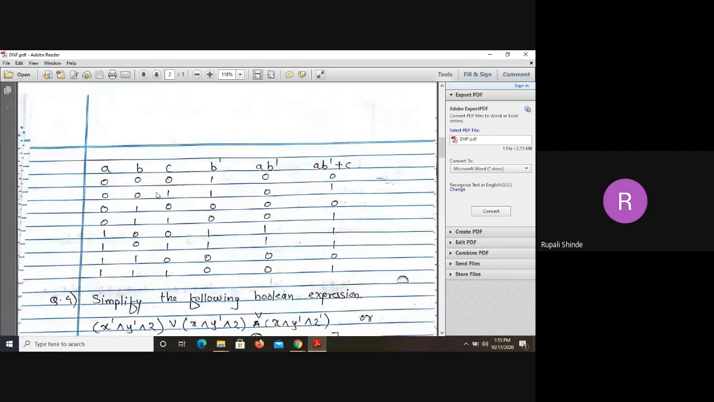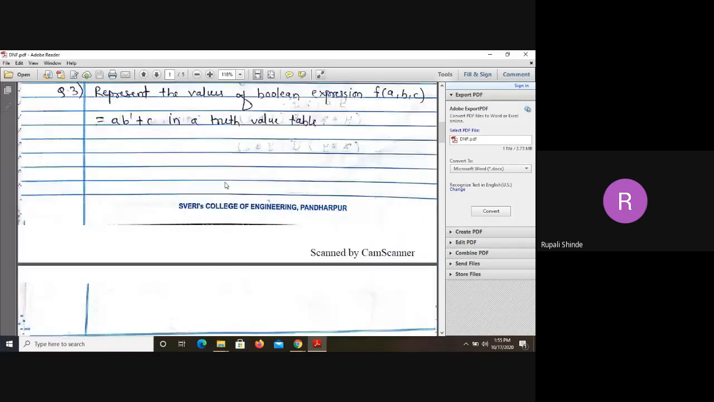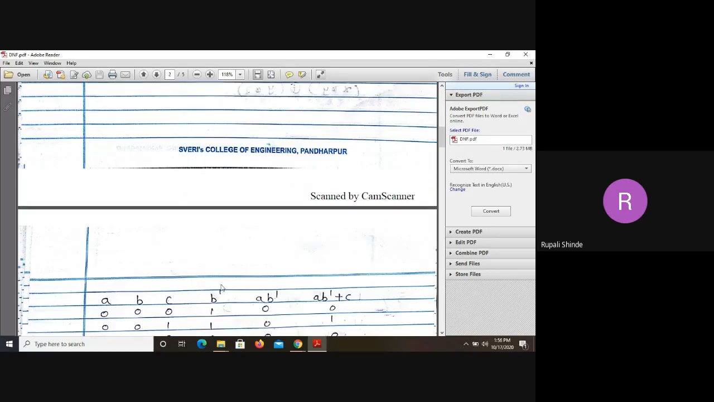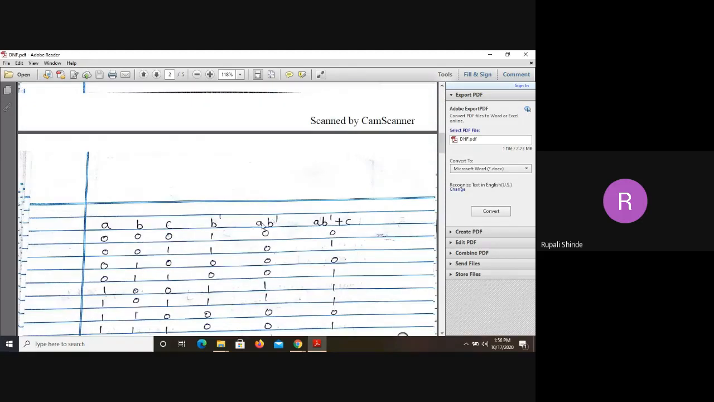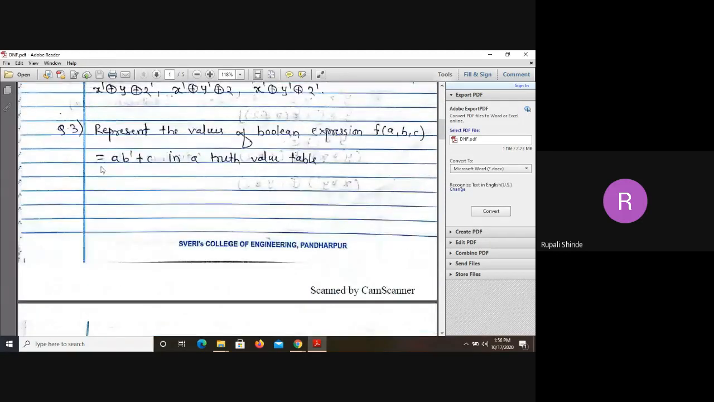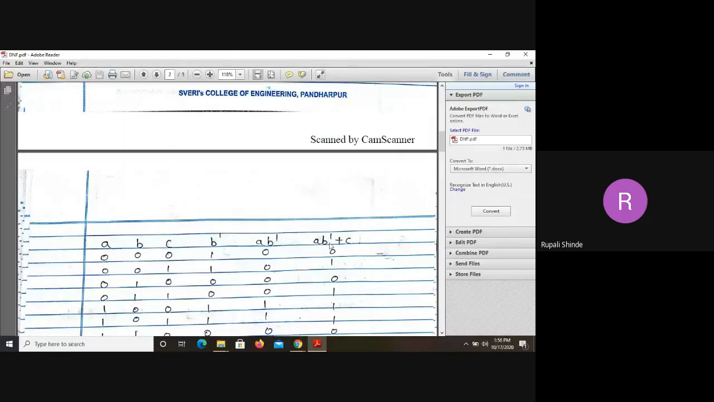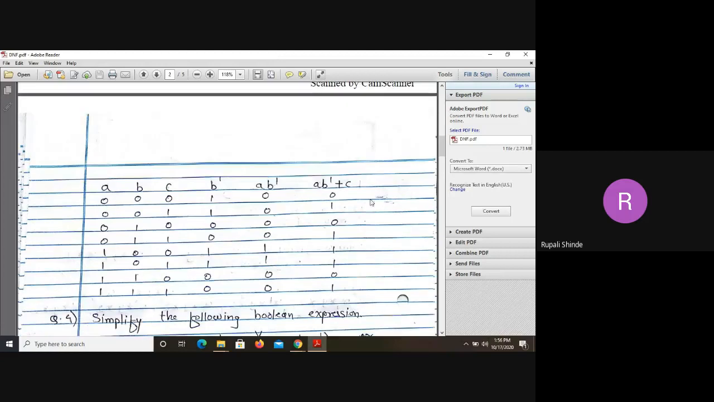So how can we represent it? Check here. Again, three variables are there. So we take A, B, C as three variables and then we find the value for A, B complement plus C. We add one column for B's complement that is written here. Next one for A, B complement, that is here. And the last column is A, B complement plus C. So this will give you the value for this given expression.